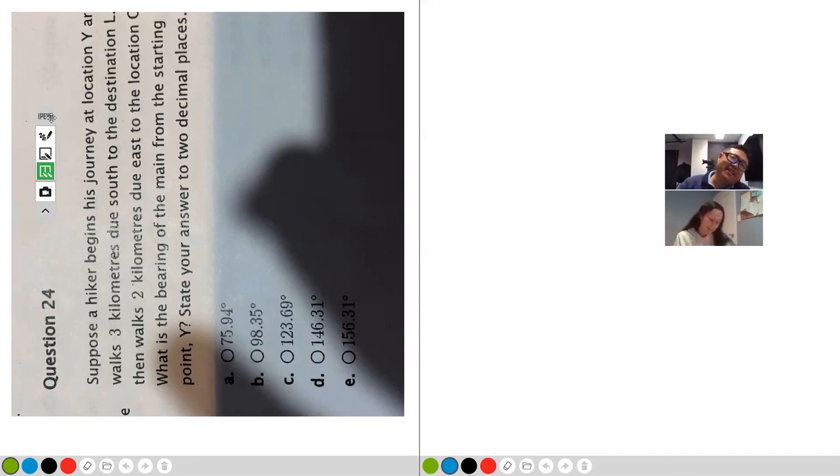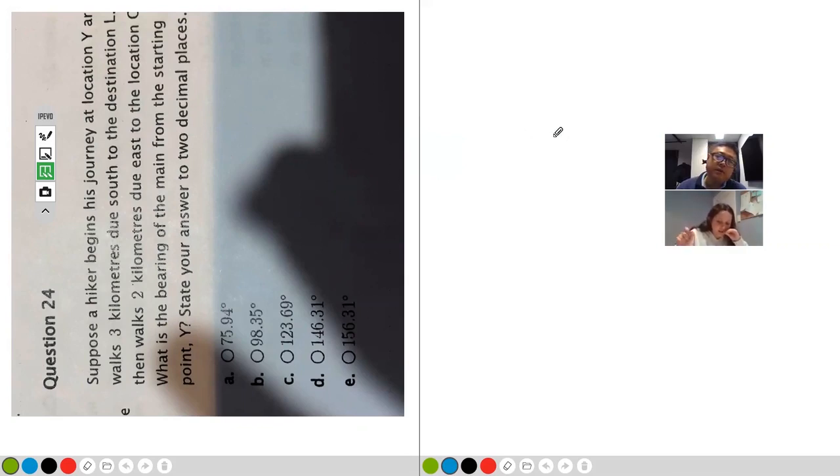So a hiker begins his journey at location Y and walks 3 kilometers due south to destination L. He then walks 2 kilometers due east to location C. What is the bearing of C from the start? Starting from point Y. They're asking for the bearing from that C.